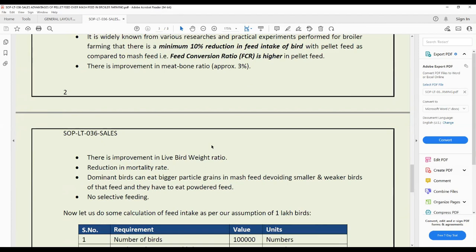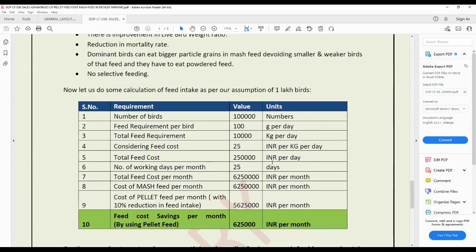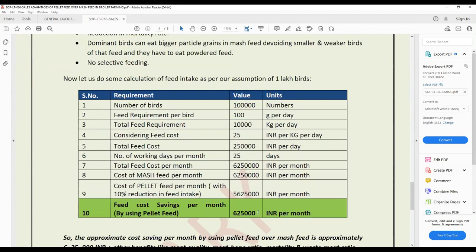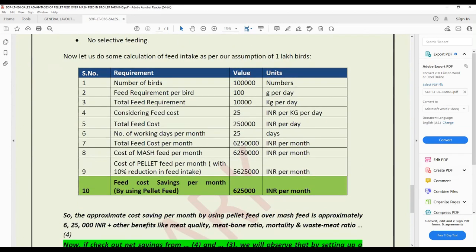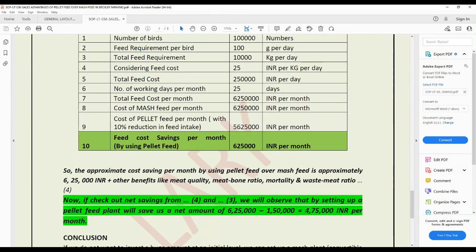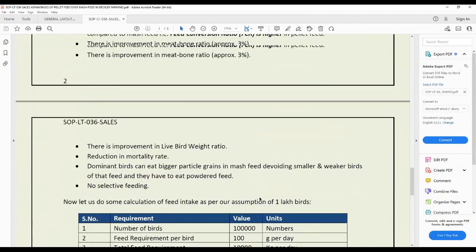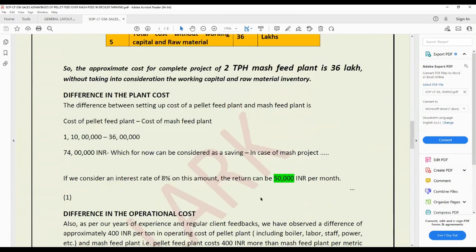We have this feedback from our client. And if we calculate the feed intake and the weight benefit, the benefit is 6,25,000 per month, and the additional cost is 1,50,000 per month. So when we calculate this, even calculating the interest on the small mini pellet feed plant, the additional benefit is around 4,75,000 rupees per month. But that document may be verified with respect to the market conditions, the raw material availability, and the practices of the farm. So this is a general document that we can share. Each and everyone can have their views over the document, and we can have a discussion over that.